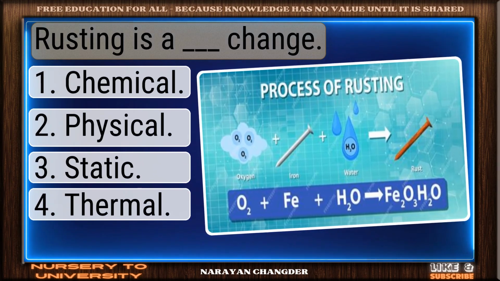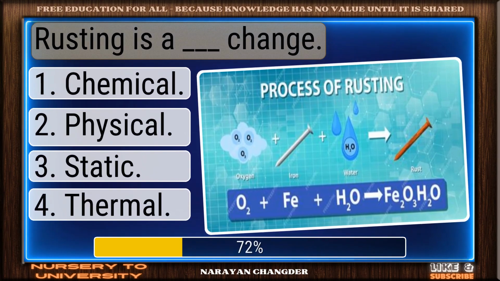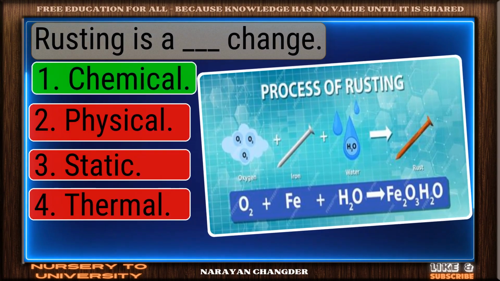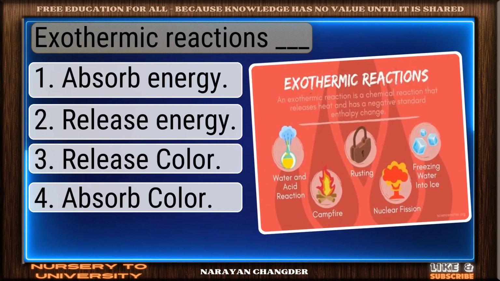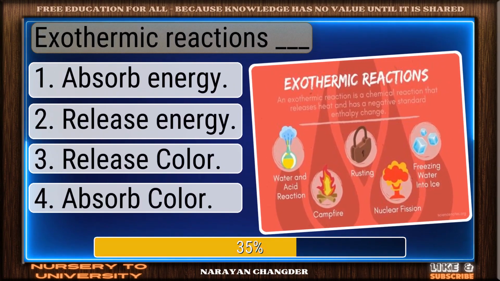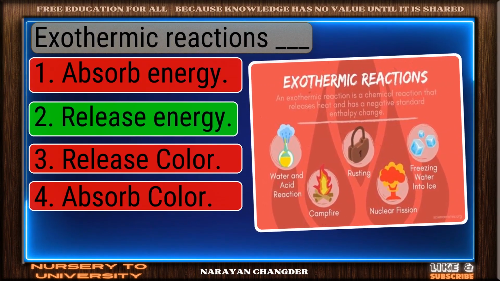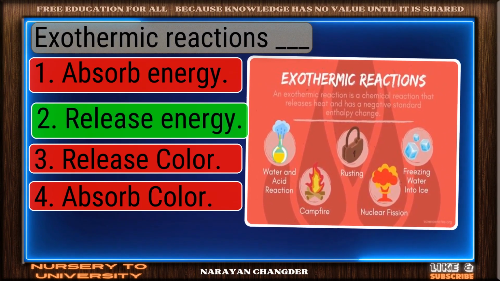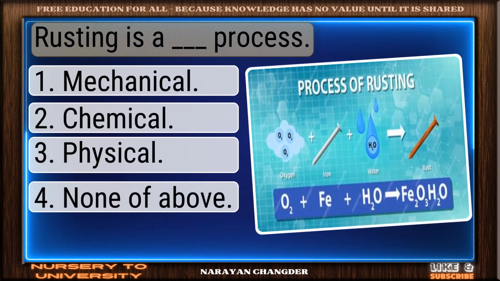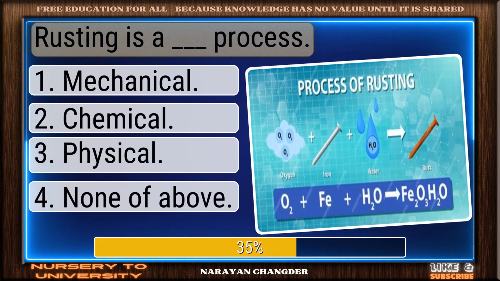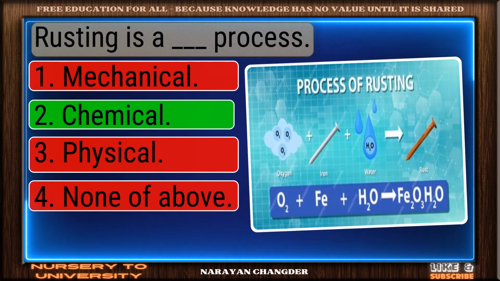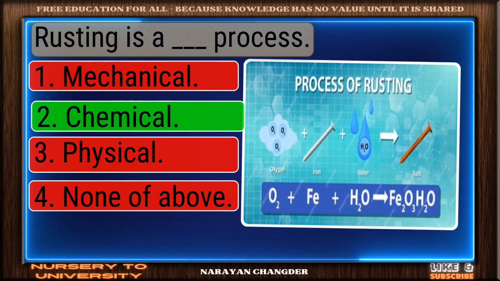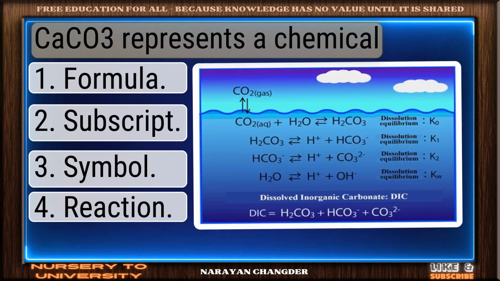Rusting is a dash change. Bravo, chemical is the answer. Exothermic reactions dash. Excellent. Release energy is a brilliant choice. Rusting is a dash process. Well picked. Chemical is the correct answer.